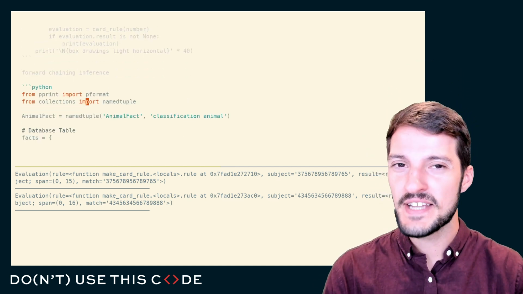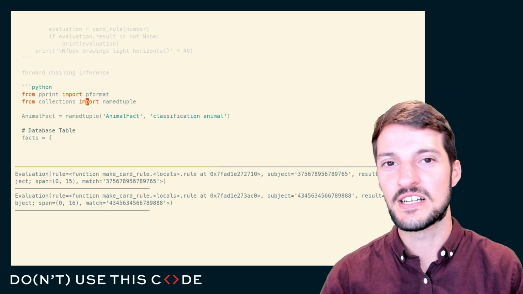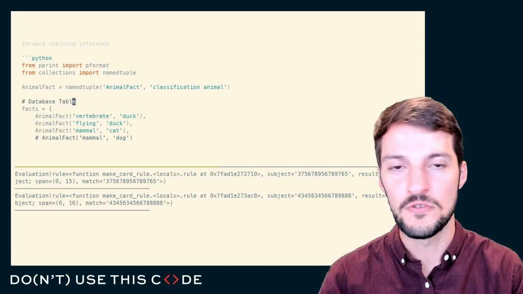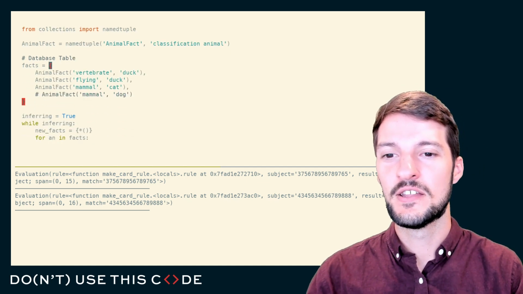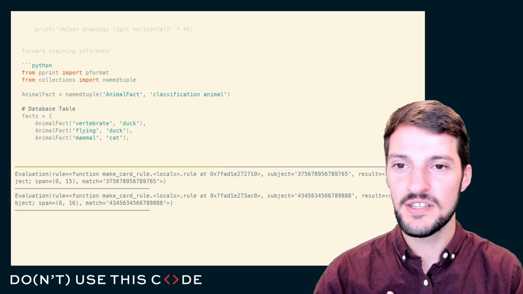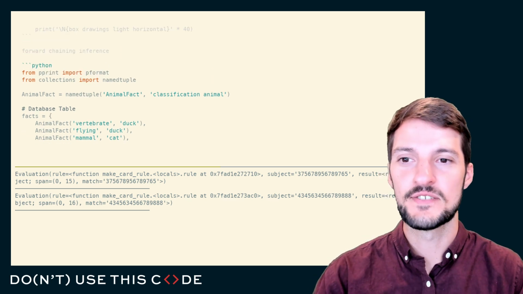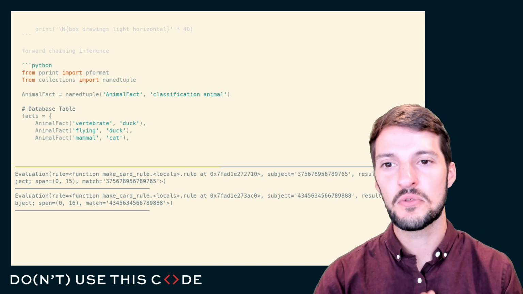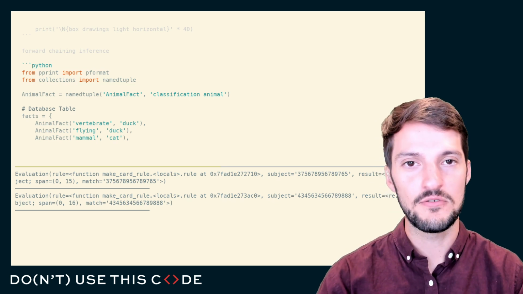But that's not even the best part of this type of business logic, of using rules instead of control flow. The neatest part, in my opinion, is inference. We have two types of inference. I'm going to share with you forward chaining inference. There's also backward chaining inference.